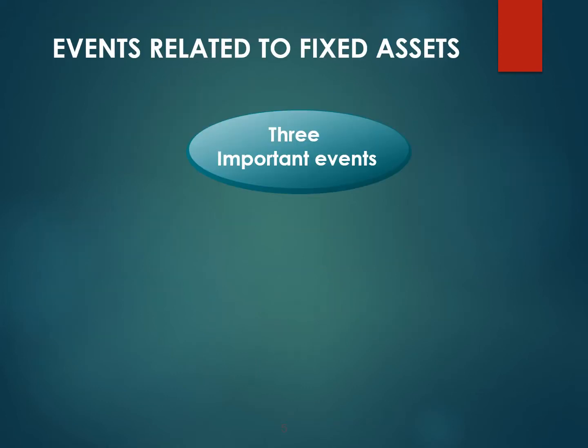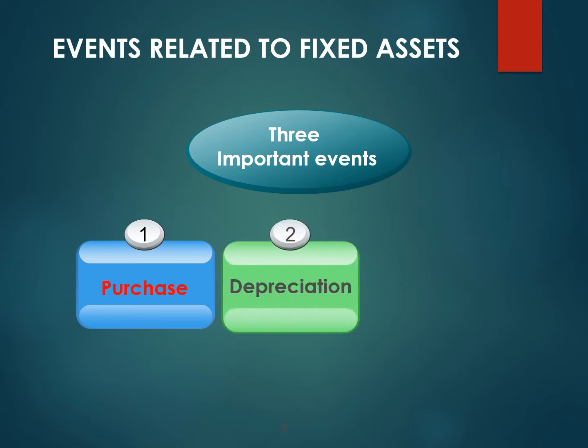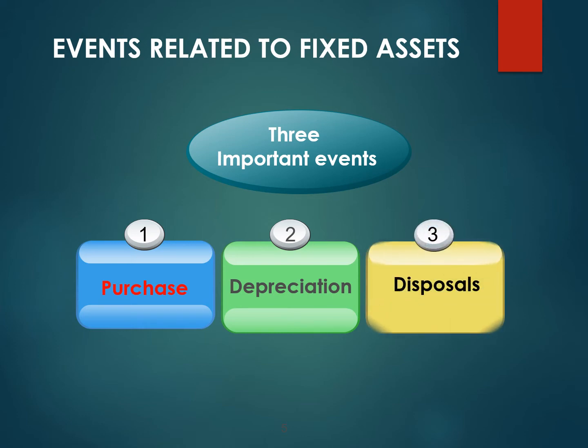Students, when dealing with the fixed asset, there are three important events. The first one is when we purchase it. How do we calculate the fixed cost and how do we record it? Second one is depreciation, also about calculation and how we record it. Third one is disposal. Means the three important events, we have to make sure that we can calculate it and we can record it.